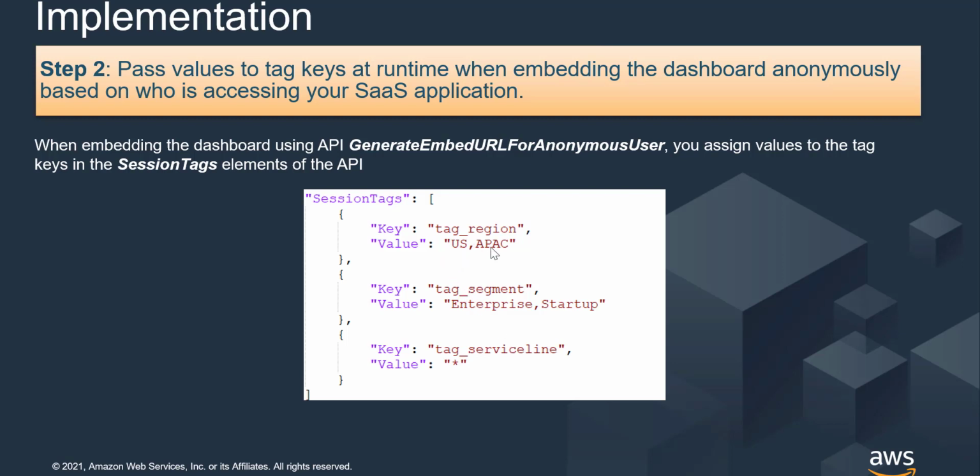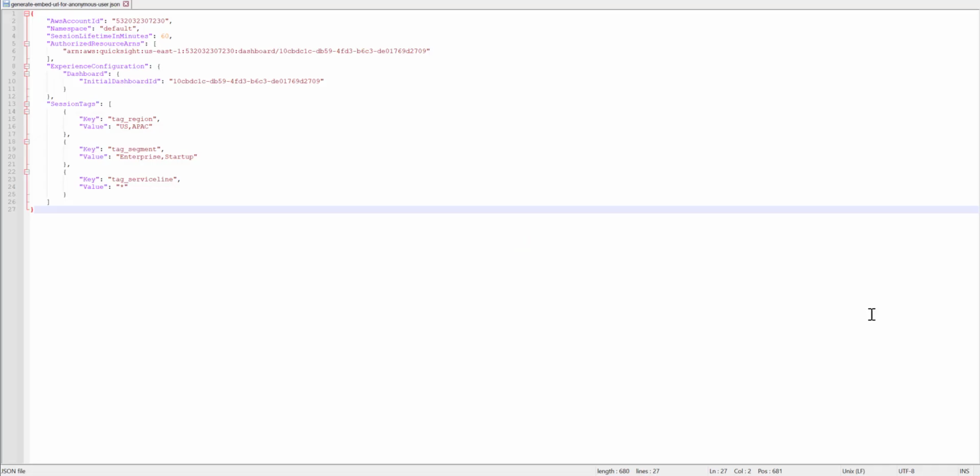What I'm doing is I'm going to pass values US and APAC for tag region, enterprise and startup for tag segment. And for tag service line, I'm using the match all value, which is asterisk, so that all the values are used for segment, enterprise and startup, and region US and APAC. So let me quickly show you how that works.